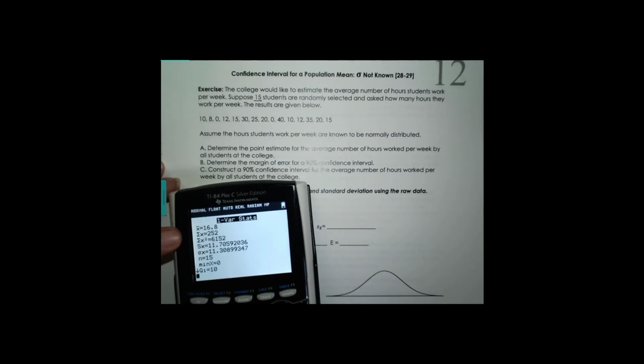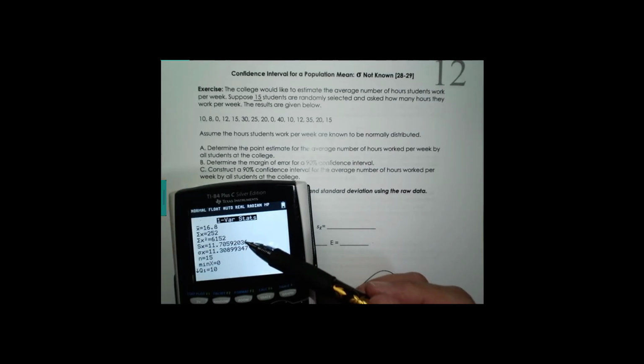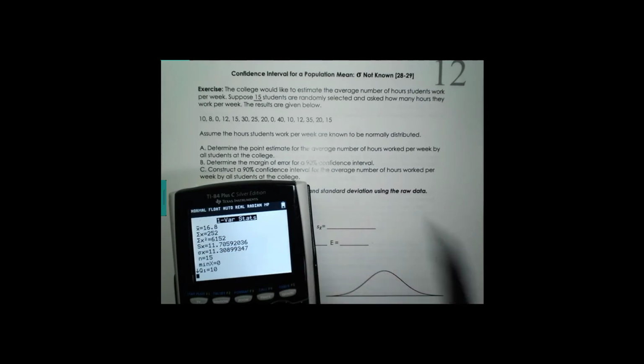And when it does that, it comes up with a sample mean of 16.8, and it gives me two standard deviations, a sample standard deviation and a population standard deviation. Of course, I'm dealing with sample data, so I want the sample standard deviation. I'm going to go to 4 decimal places. I'm going to call it 11.7059. So if you don't remember how to do that, go back and refresh your memory on how to calculate the standard deviation and the sample mean from sample data.